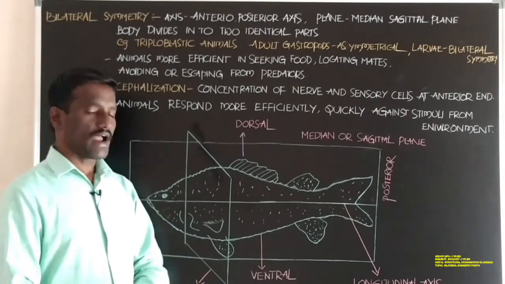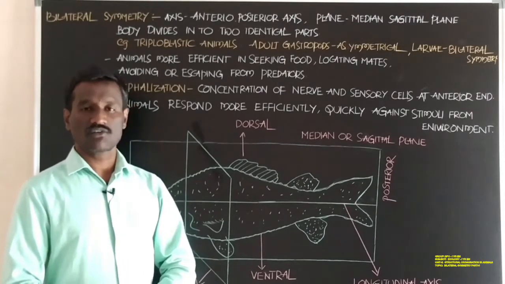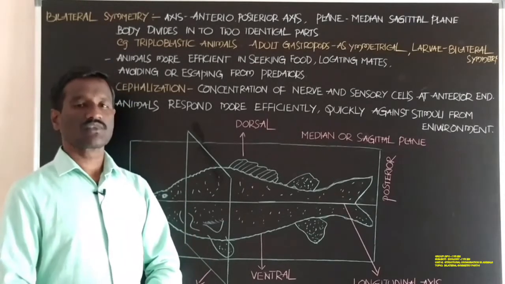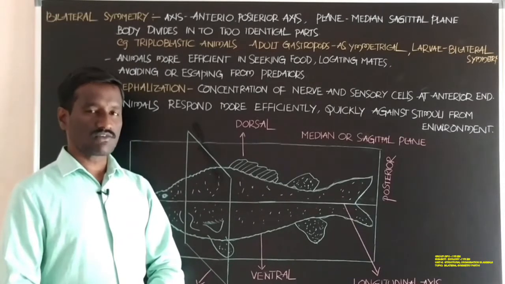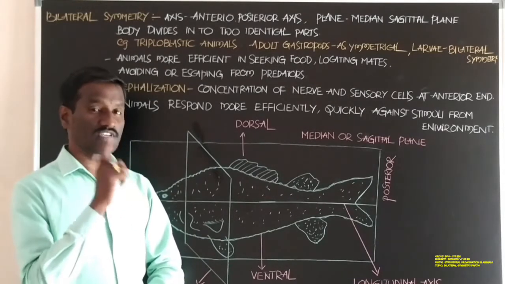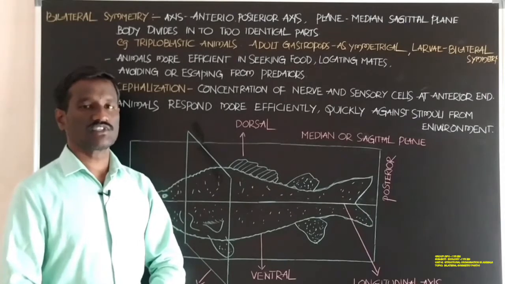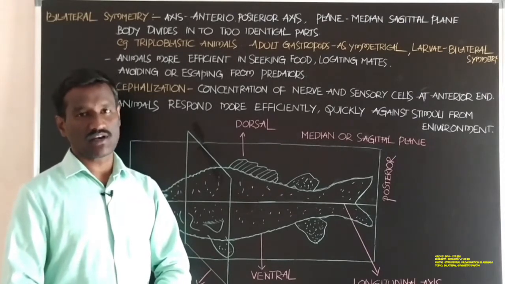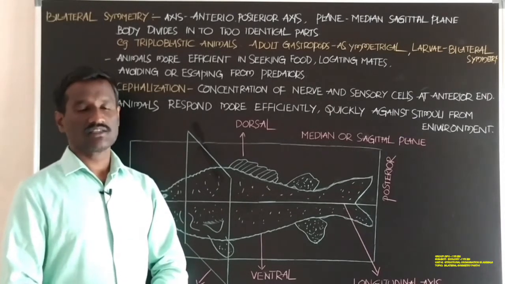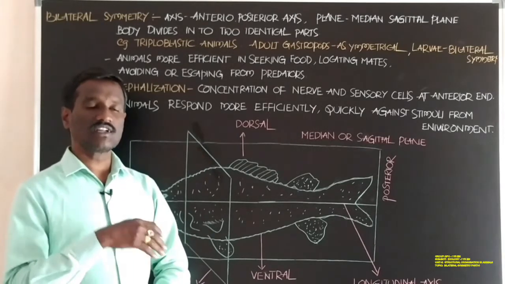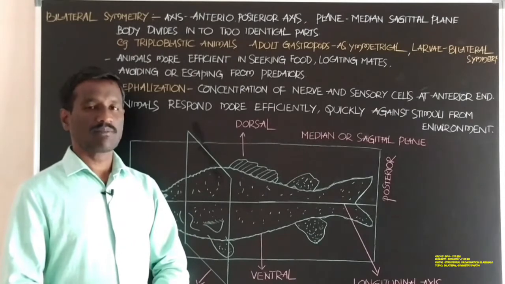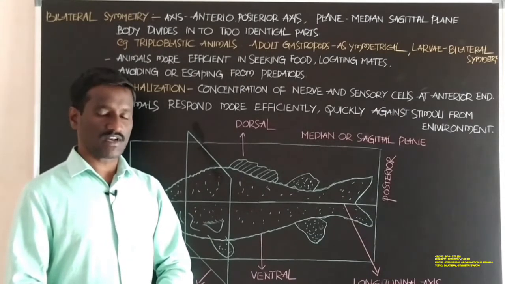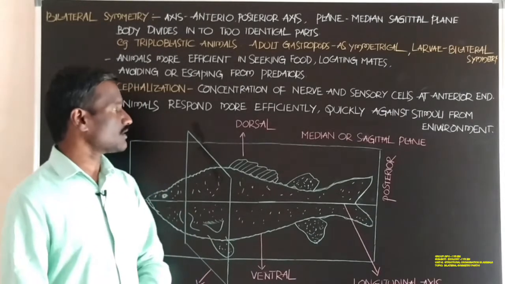Next, students, another example: if you observe the starfish, which belongs to the echinoderms, the larva of the starfish shows bilateral symmetry. And when it develops into the adult, it shows pentamerous radial symmetry.